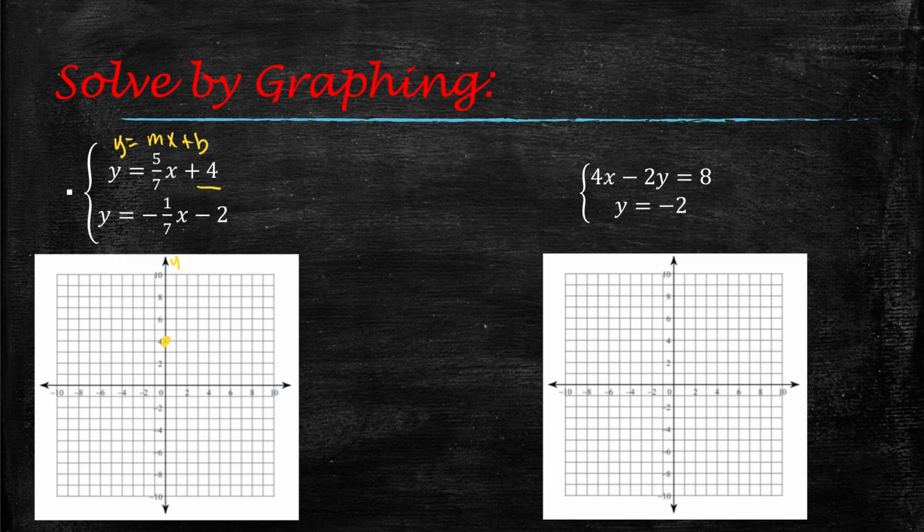Then you're going to move according to your slope. Your slope is 5/7, and if you remember what slope is, it's the rise over the run. So if my slope is 5/7, I'm going to rise 5 and run 7 to get to the next point. We start at this point 4, count 5 going up, 2, 3, 4, 5, and over 7, 2, 3, 4, 5, 6, 7. And that's going to be this point right here.